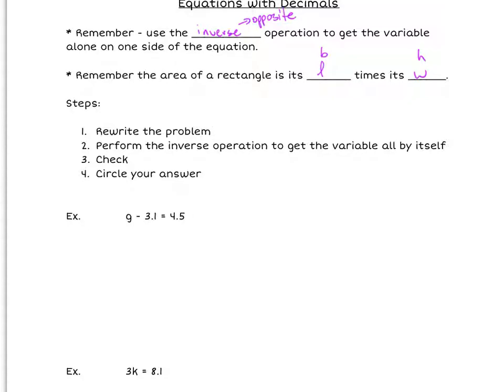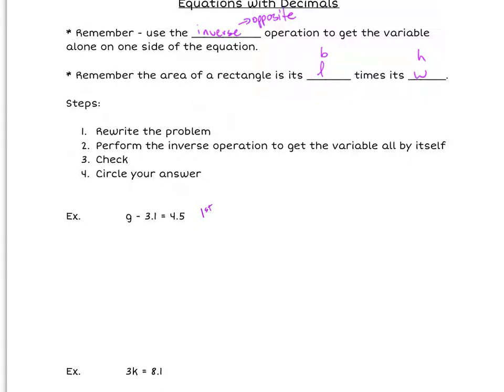All right, so we have some steps to follow here. Step one is rewrite the problem. Well, on our notes, we're not going to rewrite it because I gave you room to work. But since you can't write in the book, you've got to rewrite the problem. So step one is rewriting that, getting that down on your paper. G minus 3.1 equals 4.5. That's step one.